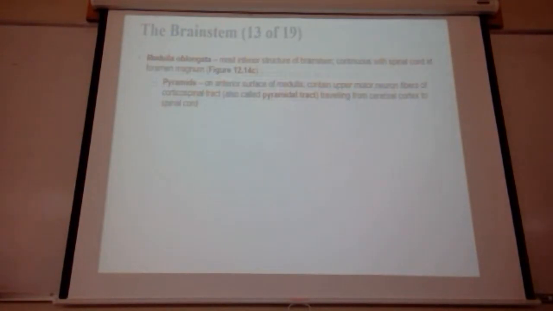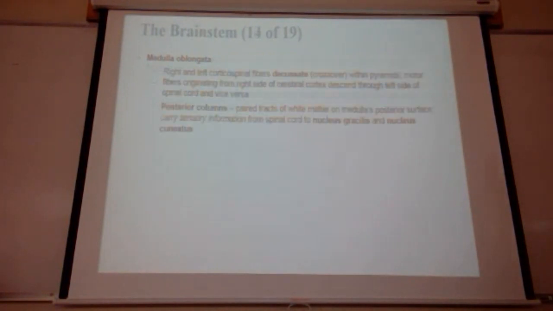The medulla oblongata is the most inferior structure of the brainstem. It is continuous with the spinal cord at the foramen magnum. It contains the pyramids of the medulla oblongata. These contain upper motor neurons of the corticospinal tract. It's also called the pyramidal tract. These travel from the cerebral cortex to the spinal cord.